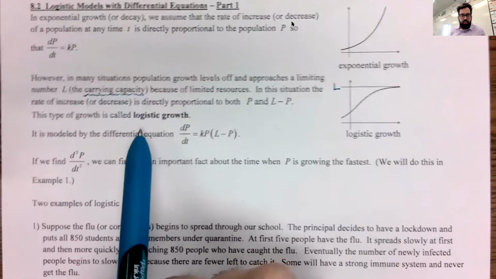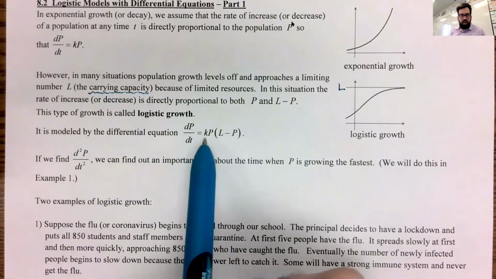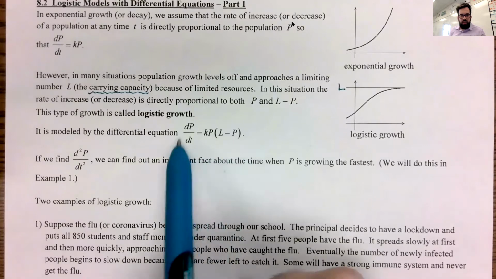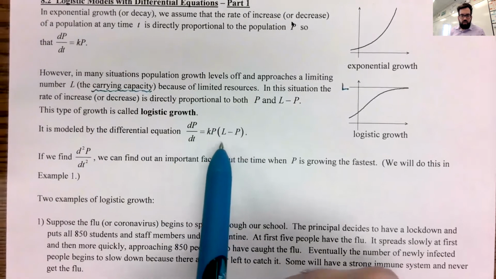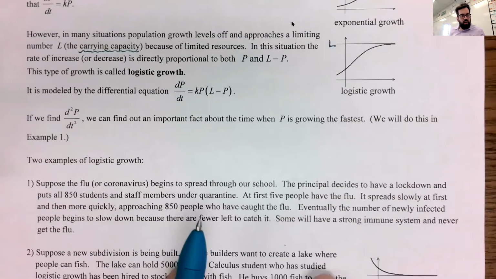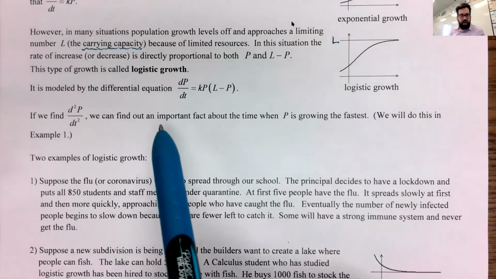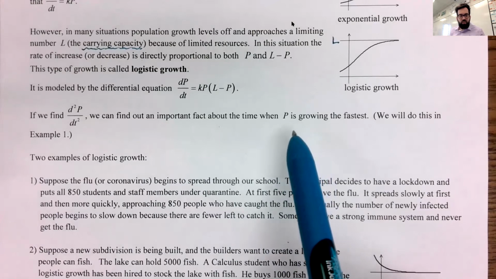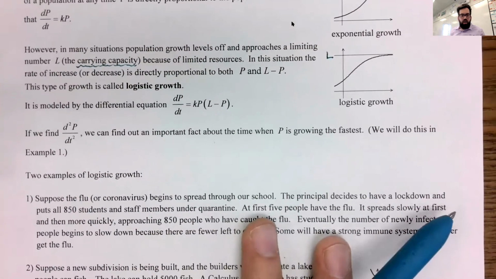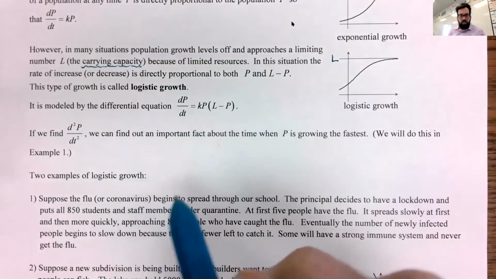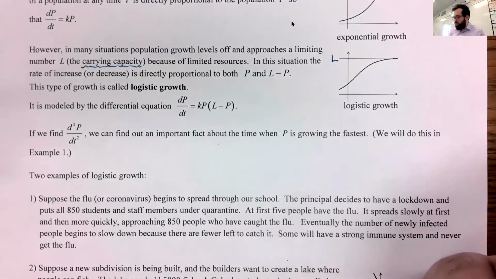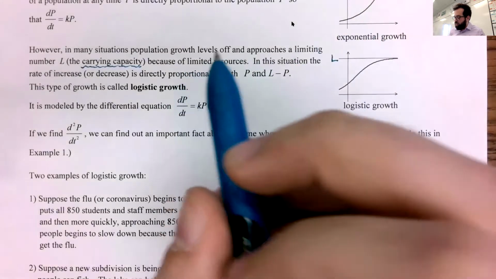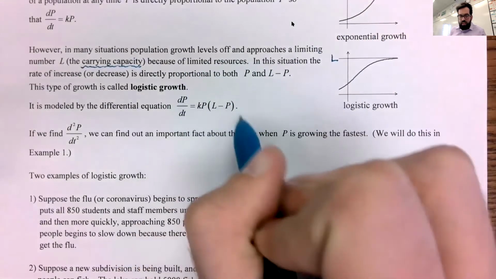It is modeled by the differential equation, dP/dt equals k times P times (L minus P). That will come back to haunt us, so we definitely need to remember this. If we find the second derivative, we can find out an important fact about the time when P is growing the fastest. We'll look at this in example 1. We're going to look at some examples of logistic growth, just reading about them before we get into some actual examples using math. Before we do that, I want you to think about this equation right here.